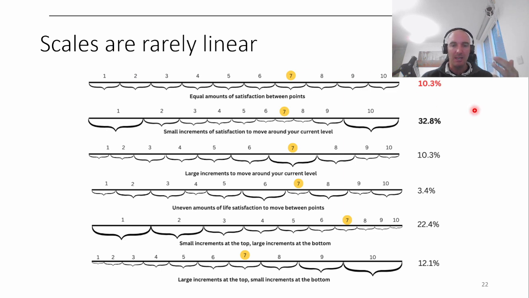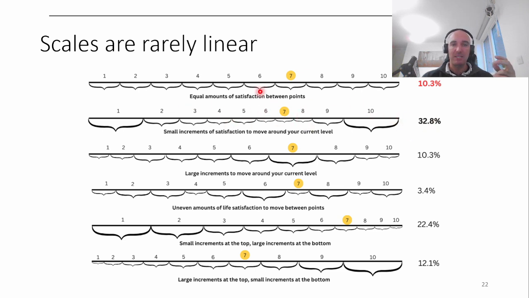But you can see here that actually people's scales aren't linear in this way. This is actually a very rare way for people's scales to be. And the people who say that their scale is like this tend to be people who are in quite analytical professions like engineers and doctors. The majority of people say that they need small increments of satisfaction to move around their current level and larger increments to get further away from that level.